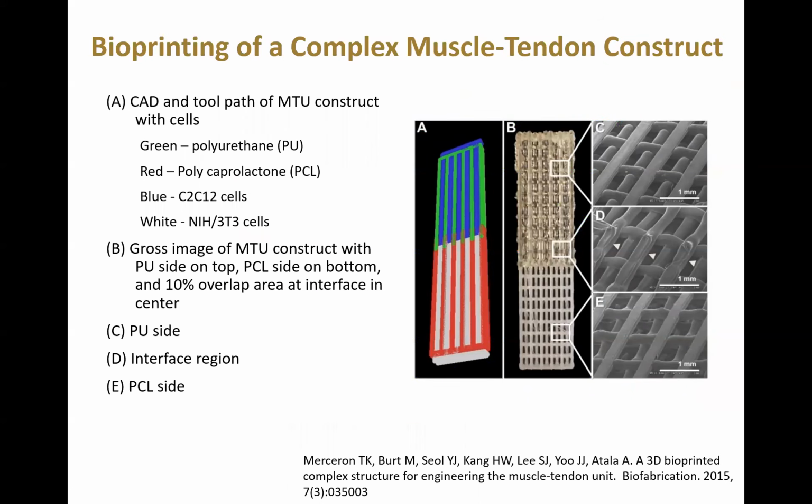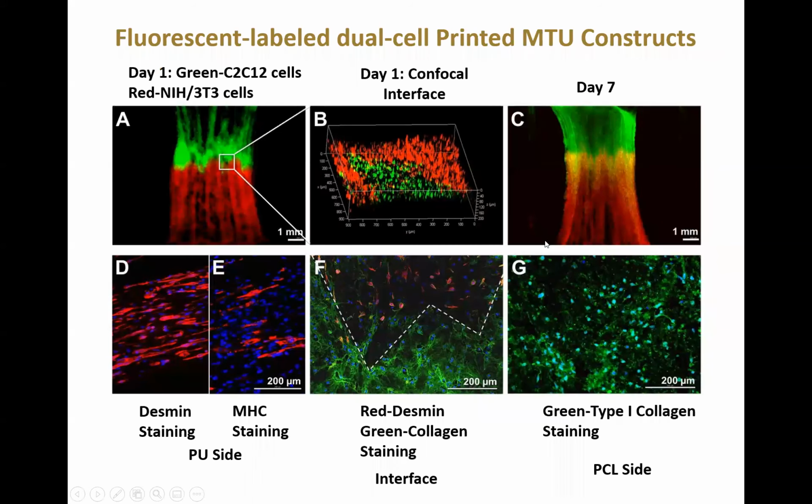You can print very complex tissues, such as a muscle-tendon construct. Here you use 2 different types of structural biomaterials, polyurethane and polycaprolactone, and 2 cell types, muscle cells as well as fibroblasts for your tendon. And there's a 10% overlap in the structures there when you print. And here you can see that each cell type is labeled with a different fluorescent marker.